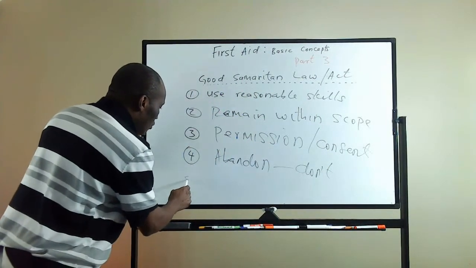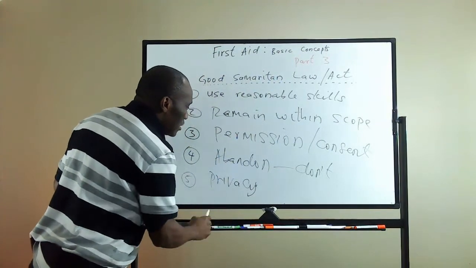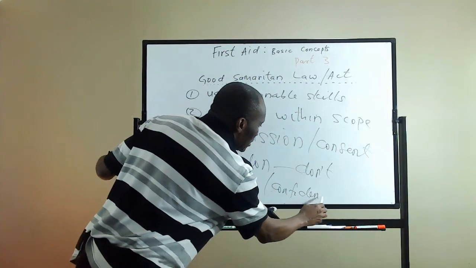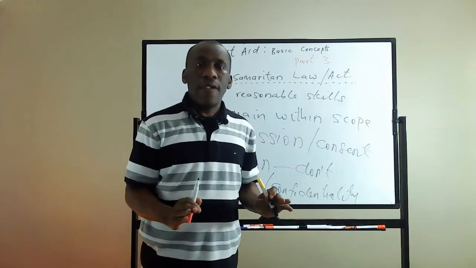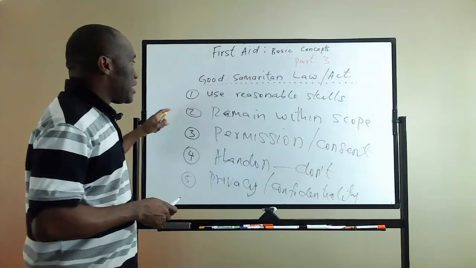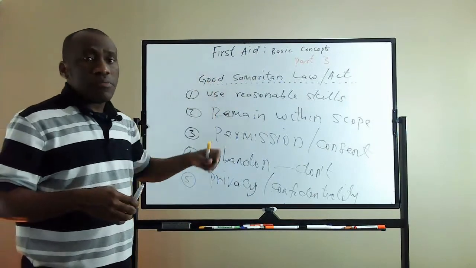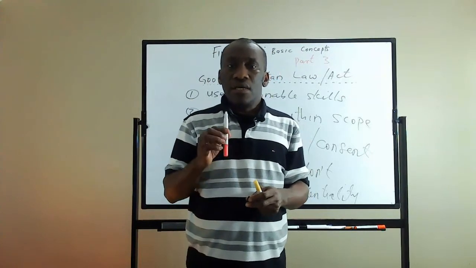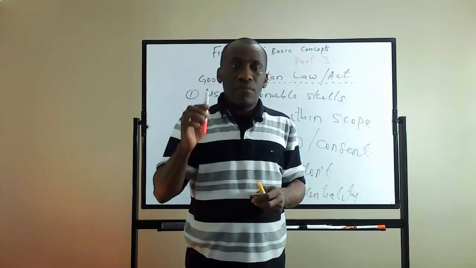The final thing I want to talk about is privacy, or confidentiality. Whatever you do during first aid, confidentiality must be kept. Whatever happens, it's not something you go and begin to share on social media. Those are the important obligations of the first aider. When you have done all this, the law will protect you. I hope you now understand what Good Samaritan Law is. It is a law that protects us, first aiders, from liability.